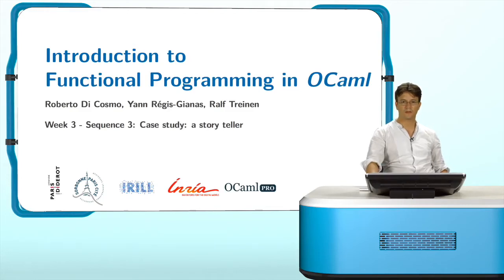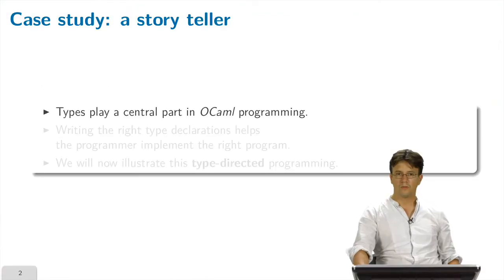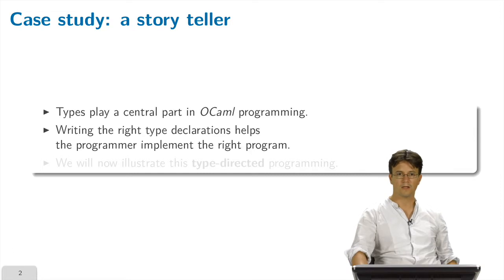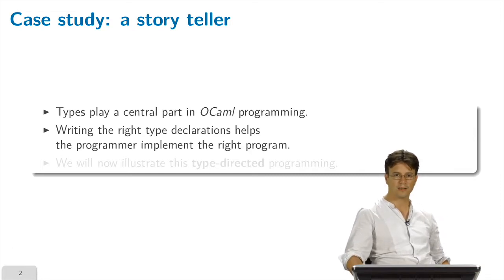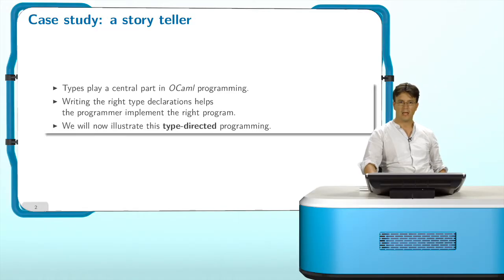So welcome back to this new sequence. And during this sequence, we will implement a story generator. You already have seen that types play a central part in OCaml programming. And there is a very common motto in OCaml programmers saying that when you have written the right type declarations, then you are not too far from writing the right program. And that's why we will follow that kind of programming method called type-directed programming to implement our story generator.